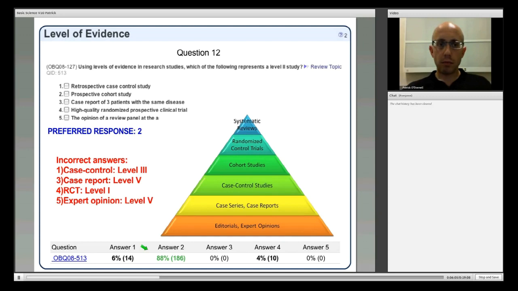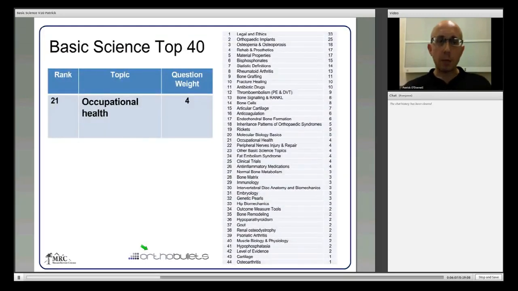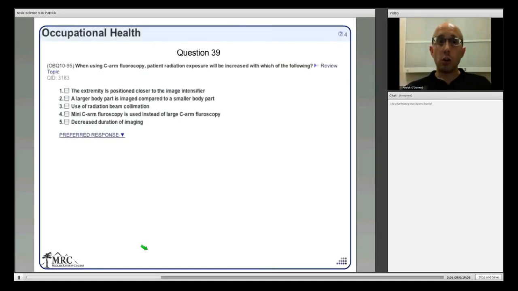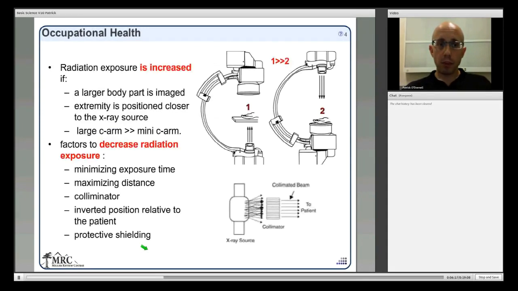Occupational health. When using C-arm fluoroscopy, patient radiation exposure will be increased with which of the following? Radiation exposure is increased if a larger body part is imaged, the extremity is positioned closer to the X-ray source, and a large C-arm gives more radiation than a mini C-arm. So factors you can use to decrease radiation exposure: minimize the time, maximize the distance. Use a collimator.